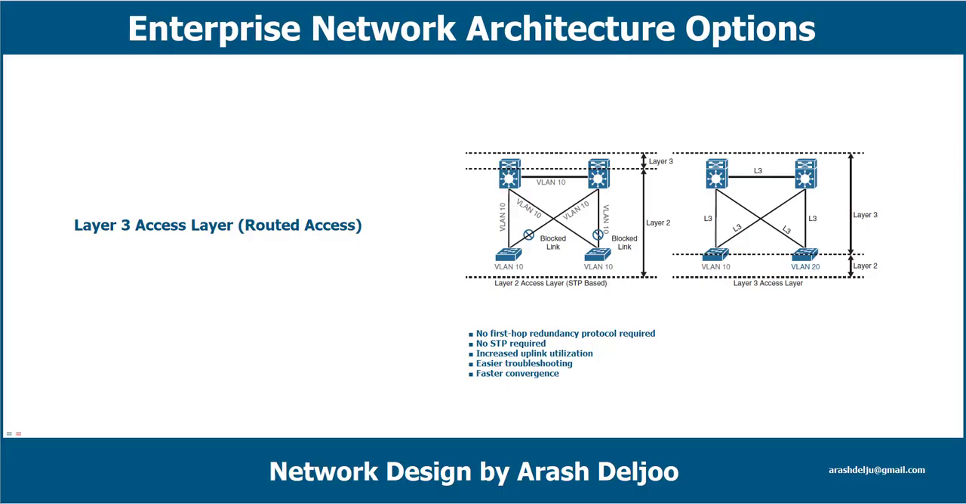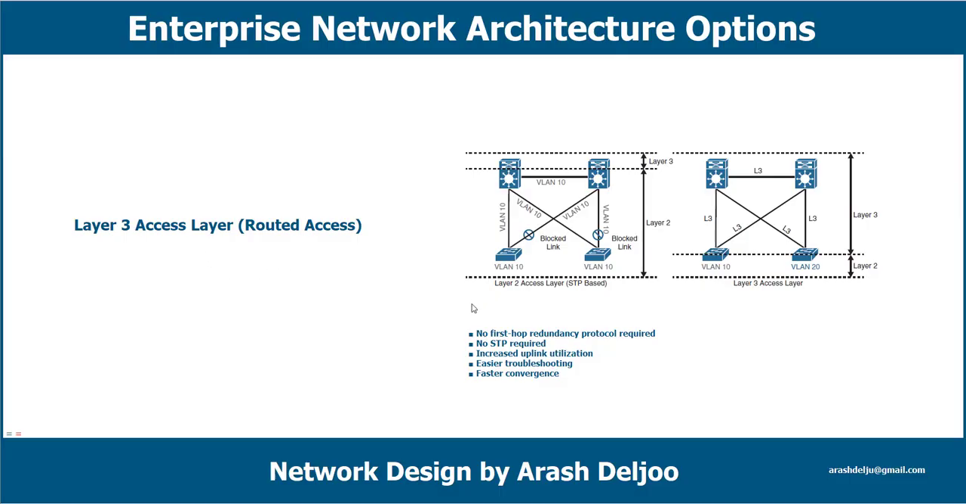You know that until now we learned about the two-tier design, actually two-tier or collapsed core, and after that three-tier, and after that we learned about the layer 2 access layer, STP based, and layer 3 access layer, routed access. Okay, you know that you can combine these methods together for the design of enterprise network architecture.